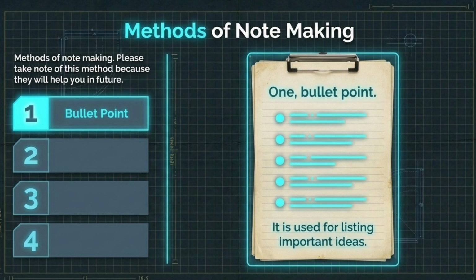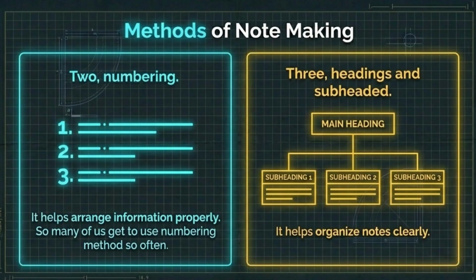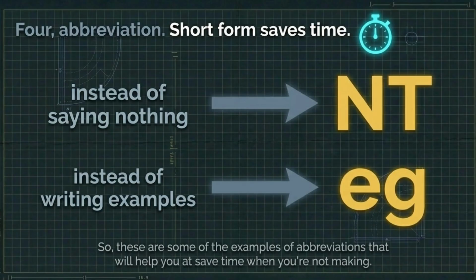1. Bullet point. It is used for listing important ideas. 2. Numbering. It helps arrange information properly. So many of us get to use the numbering method so often. 3. Headings and subheadings. It helps organize notes clearly. 4. Abbreviation. Short forms save time.